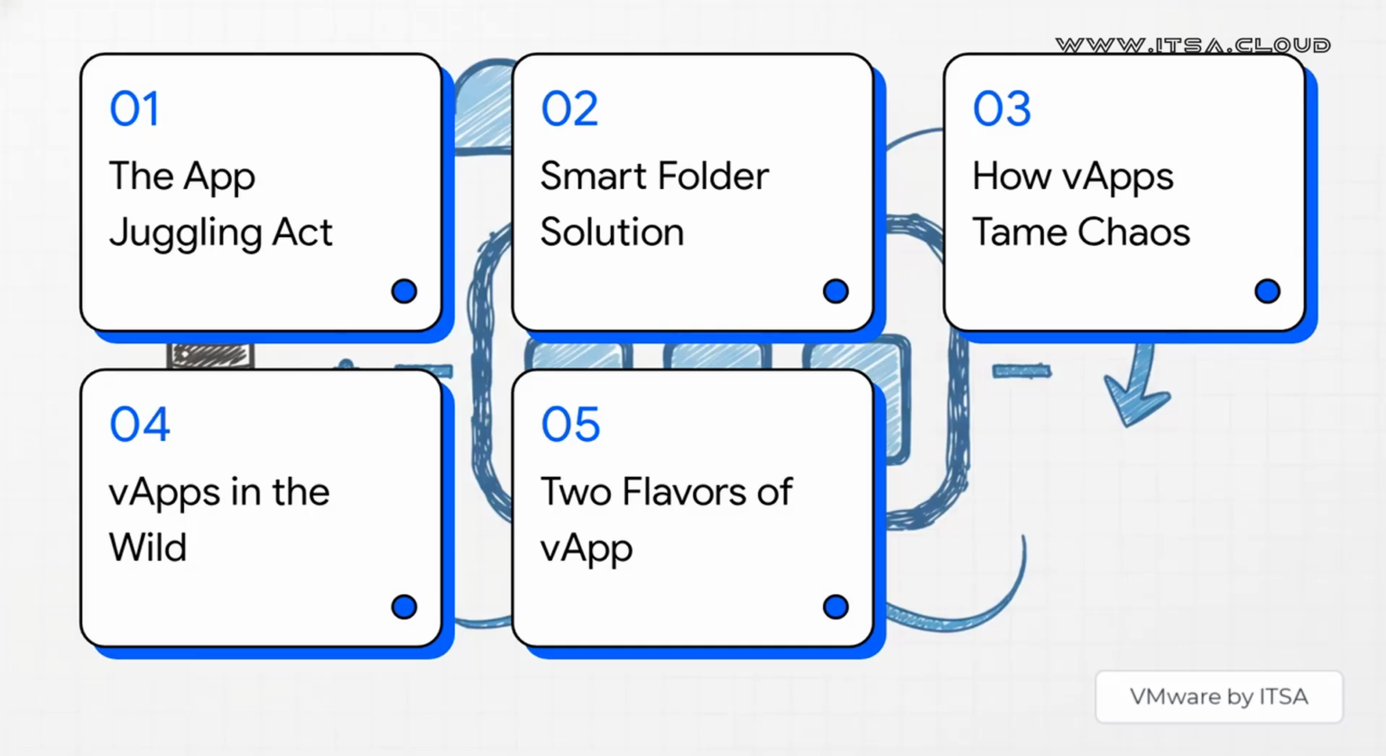All right, so here's our game plan for getting a handle on all this. First, we'll quickly revisit that juggling act. Then, we'll introduce the solution, which is pretty brilliant. We're going to break down exactly how VApps work their magic, look at some real-world examples, and finally, we'll cover the two main types you're likely to run into.